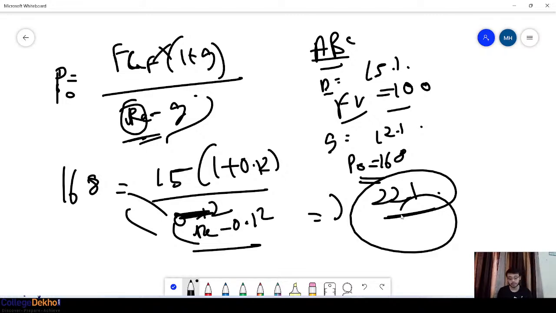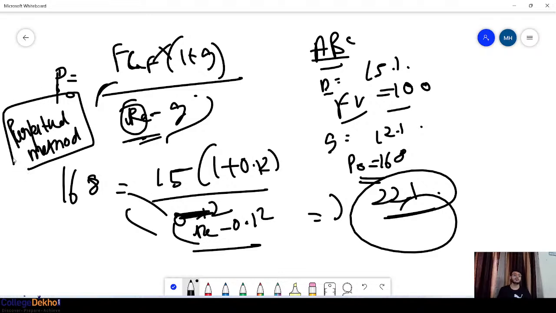This is the one thing that you can go for. This formula can be used to calculate the future growth rate of dividends, your cash flows, and this has been derived. This method is also called the perpetual method.